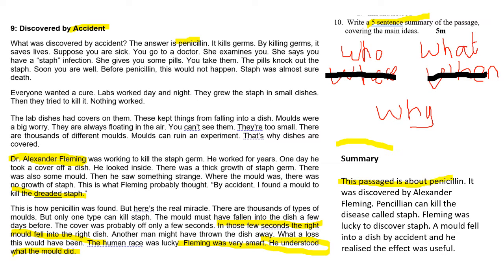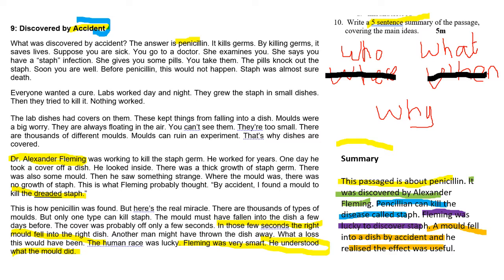This passage is about penicillin. It was discovered by Alexander Fleming. So penicillin is the what, and Alexander Fleming is the who. And now we think penicillin can kill the disease called staph. That's what it does. And now we're going to look at this idea of it being an accident. Fleming was lucky to discover staph. And then a little bit of detail about how it happened. The mold fell into the dish by accident, and he realized that the effect was useful.